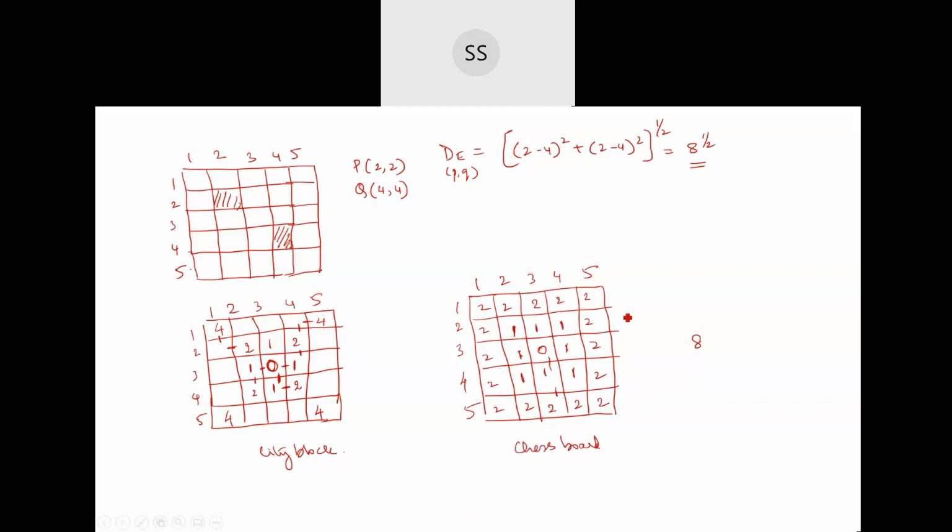Now same question, if I take P to be 2 comma 2, and Q is at 4 comma 4, what would be the distance? I'm trying to find the distance of this pixel from this pixel. So I'll be considering diagonally. Diagonally it is at a distance of 2 when we consider the chessboard method.